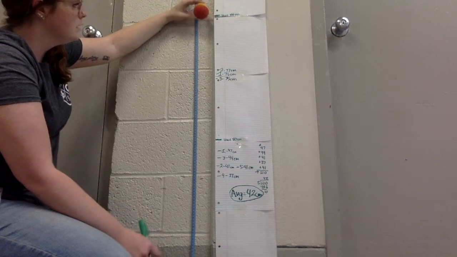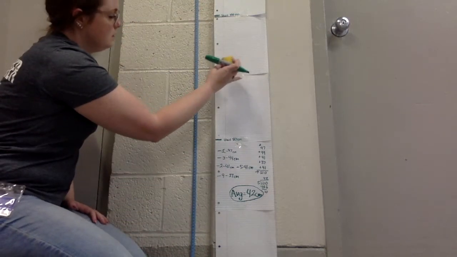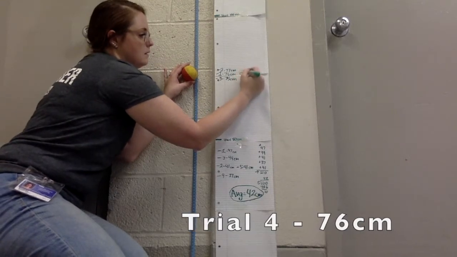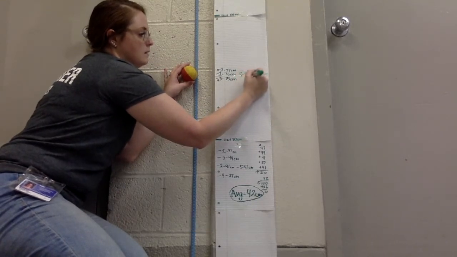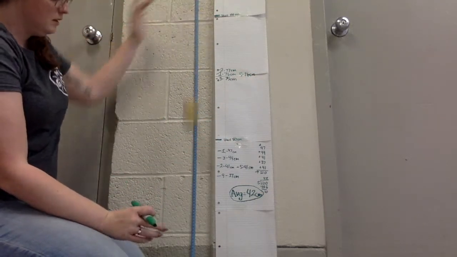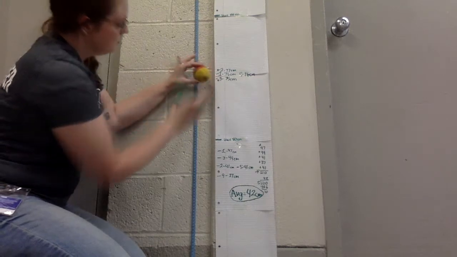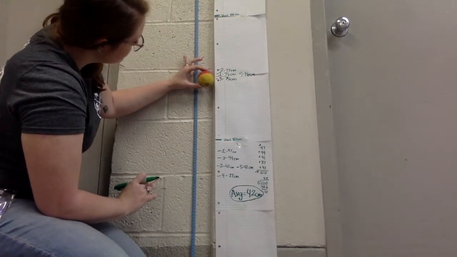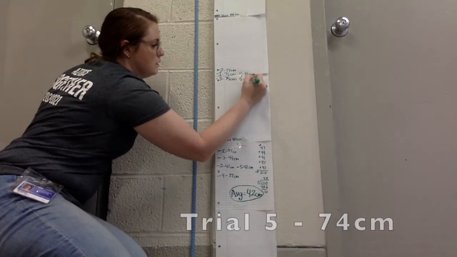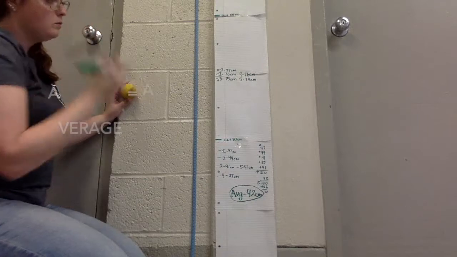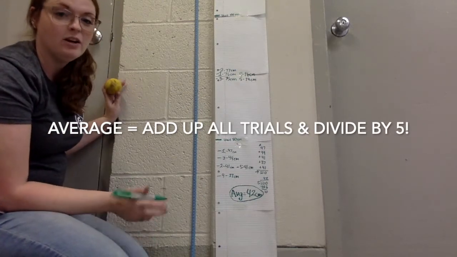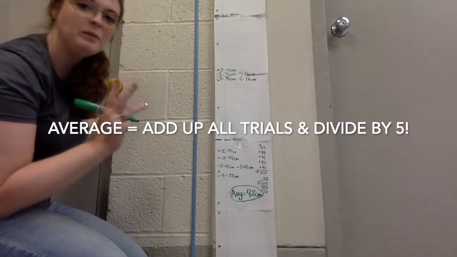All right, so trial 4. 76 again. And trial 5. That one looks like it's about at 74. All right, so what we're gonna do, we're gonna find our average again, write it down, and then we will begin our last one, trial 3. So I will be back.